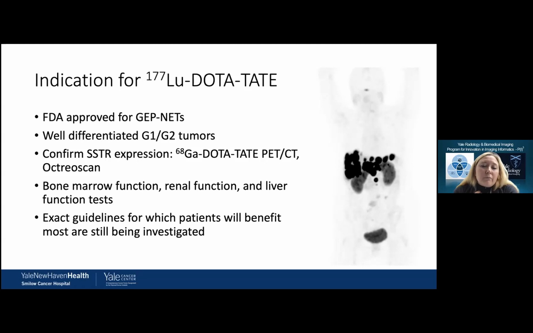Now, even though the NETTER-1 trial has established the parameters for treatment of patients with Lutathera, we're still figuring out the exact guidelines for which patients will benefit most. And there's a lot of active research going on in this field, and it's very exciting to be part of this field as we're expanding beyond the NETTER-1 trial indications.